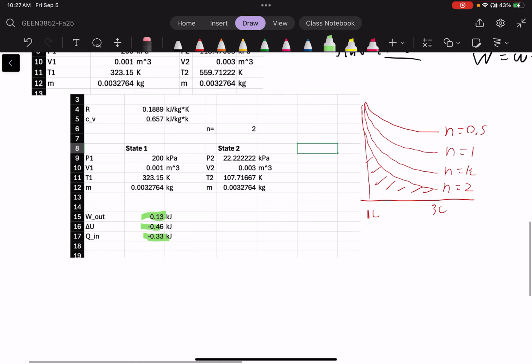So hopefully that helps shed some light on how these empirical values of n show different types of processes that can happen to get us to the same result, to get us from 1 liter to 3 liters. And hopefully you saw some good problem solving strategies. I'm going to share this spreadsheet in the comments so that you can see the formulas that I used and maybe use it on your own in the future.